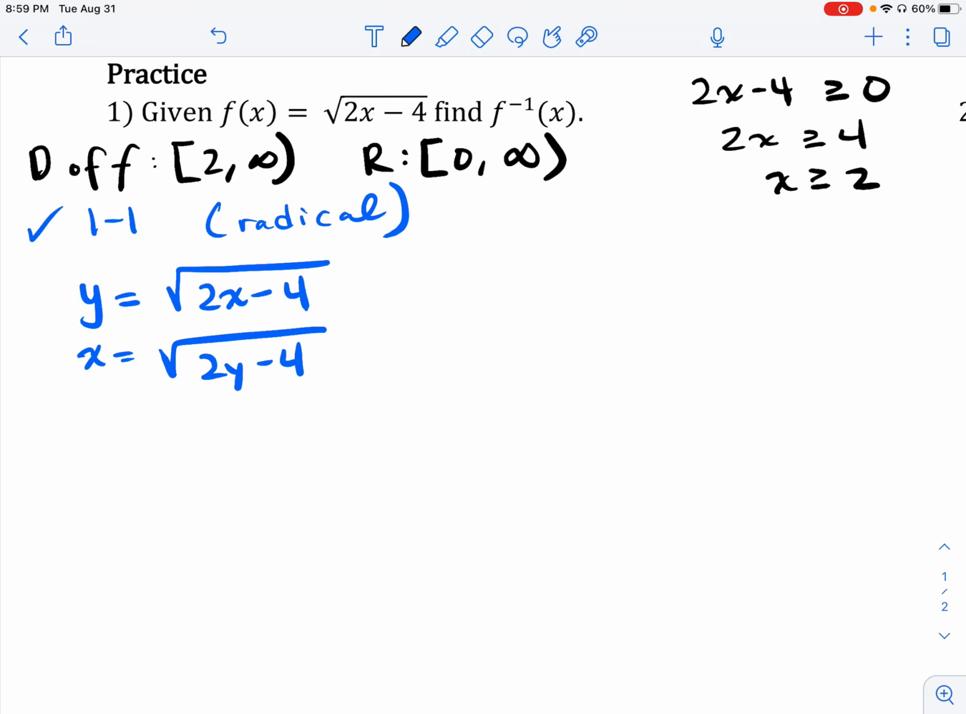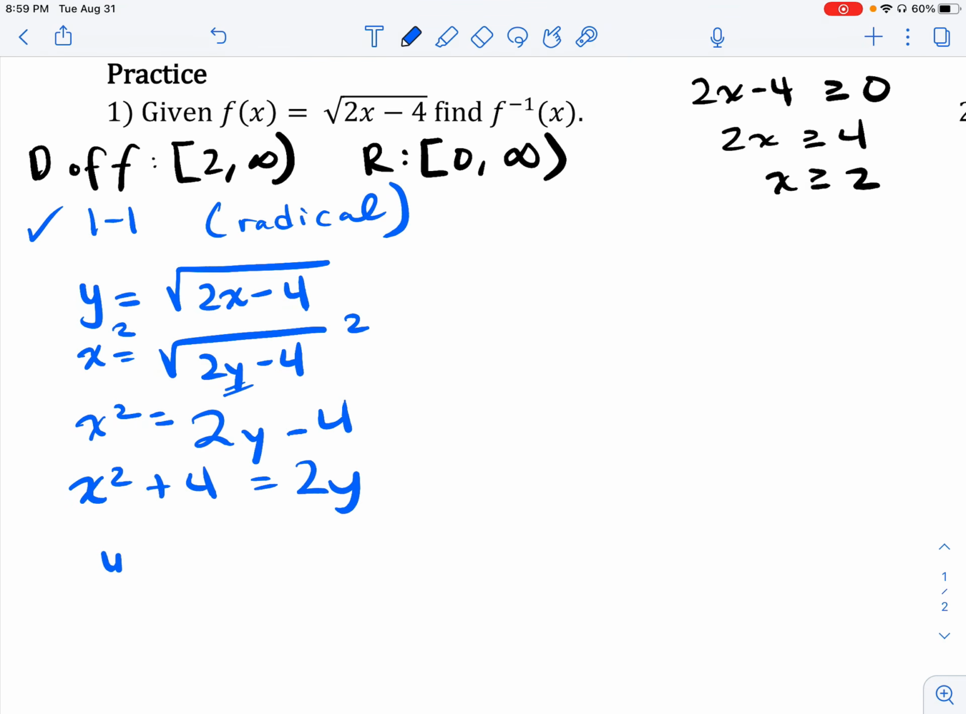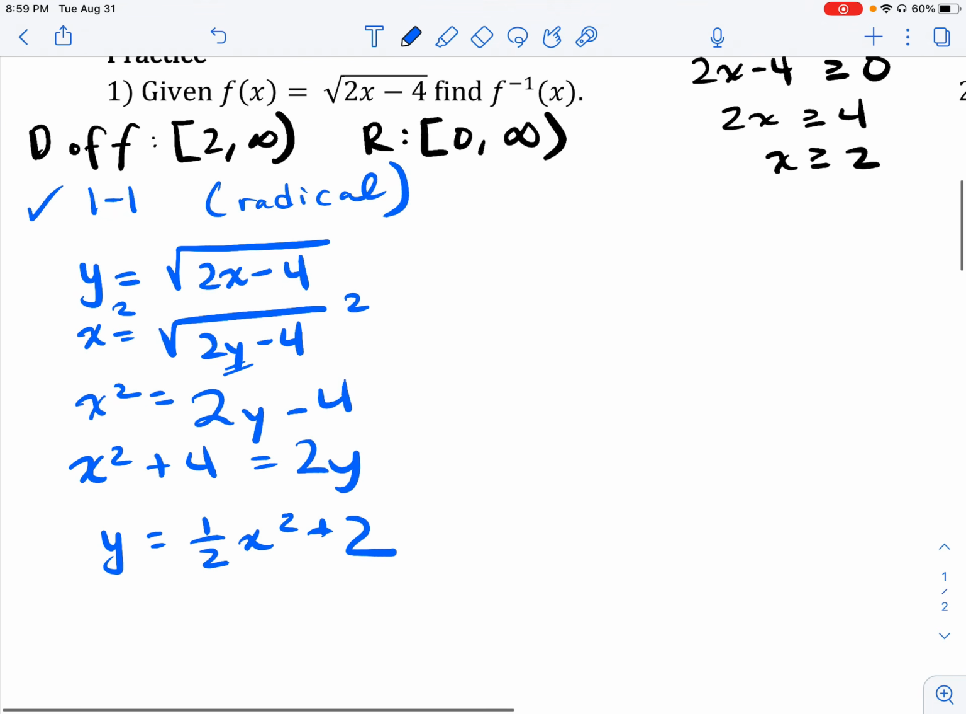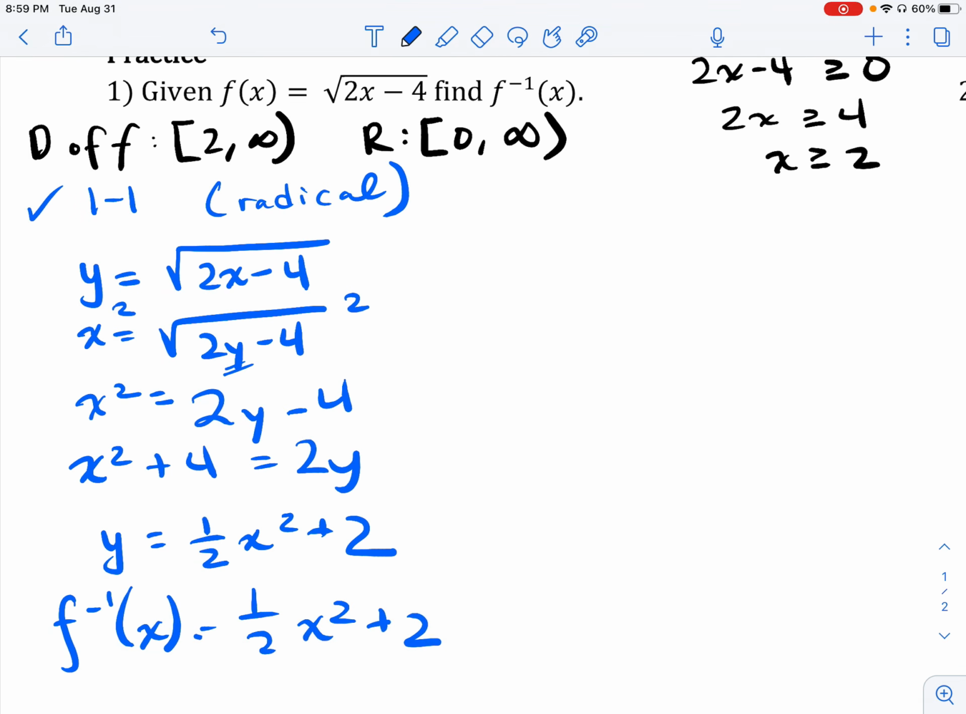And we're going to solve for this y here. So we're going to square both sides. x squared then is equal to 2y minus 4. x squared plus 4 is equal to 2y. And then y is equal to 1/2 x squared plus 2. So here is my function here. Okay, so since this is my inverse function, I would just replace my y with my inverse notation, f inverse of x is 1/2 x squared plus 2.